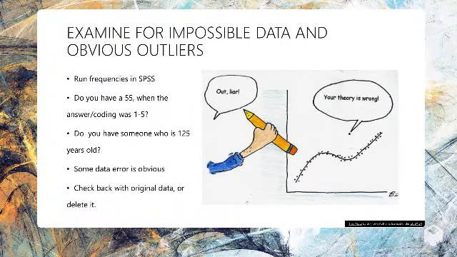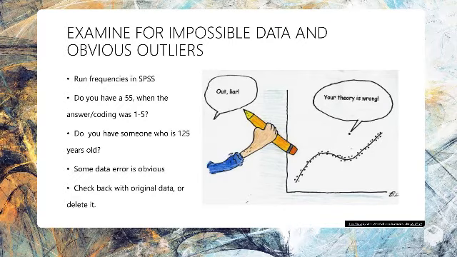Now that you have your data in SPSS, you'll want to run frequencies in SPSS. So you click on Analyze and Frequencies, and within that, it will give you the frequencies for all of your data. Put all your data over in the right-hand column and tell it to run all of it. And then just go through every single one looking for things that are impossible.